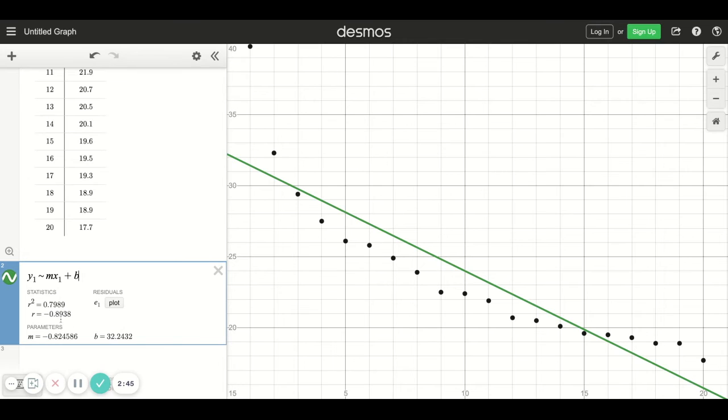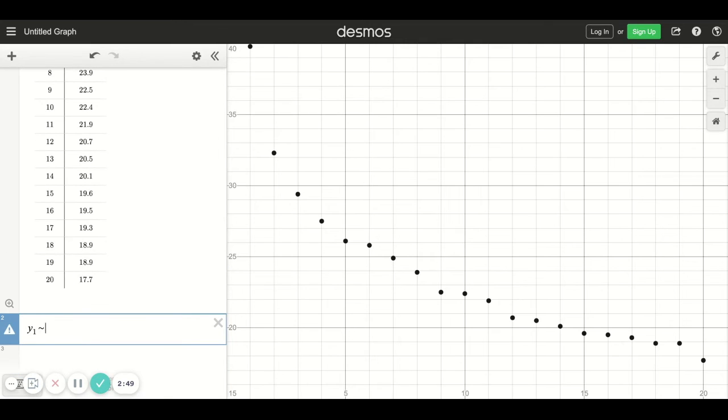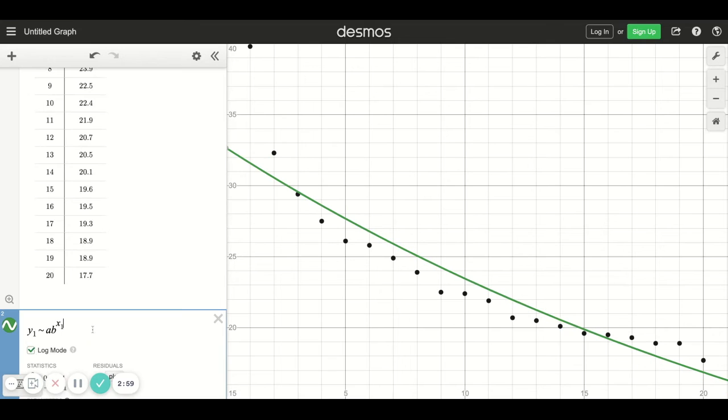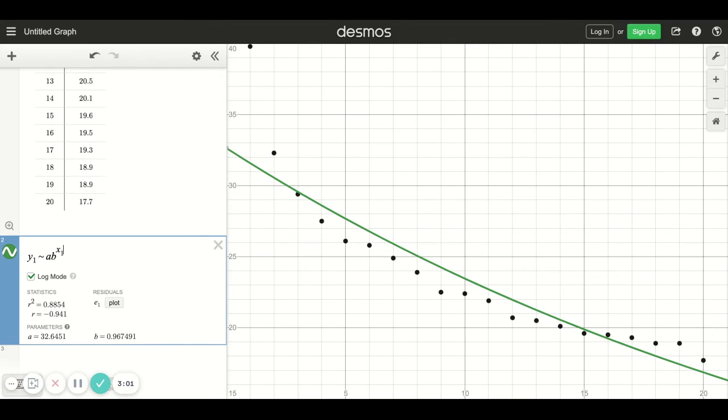That's the correlation coefficient. Now, if we go back and we say, okay, I'm going to switch this up. I'm going to switch it over to an exponential and say A times B, then we got to use the caret, which is shift 6. And then we go X1. And we put in the log mode here. And we go back now and we say, hey, this has a better correlation coefficient. This is a 0.941, negative 0.941, which is better. It's a stronger correlation. So we're going to use this exponential as our curve of best fit equation.